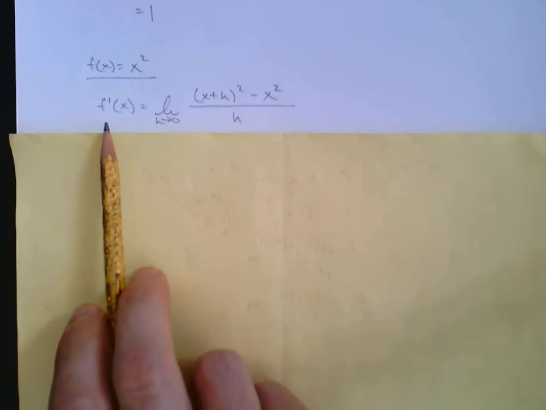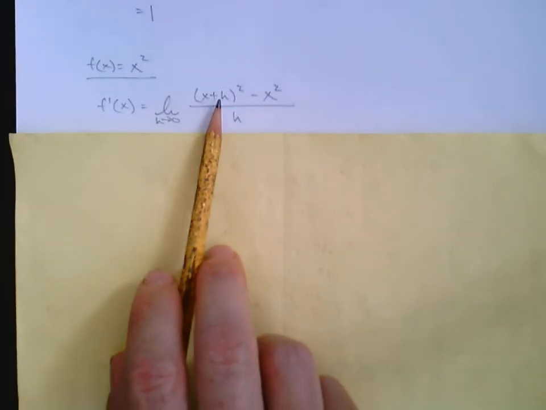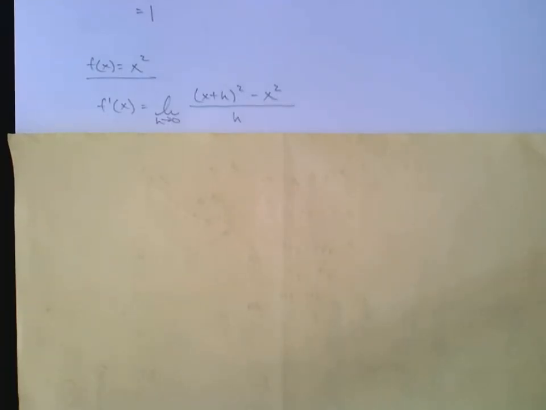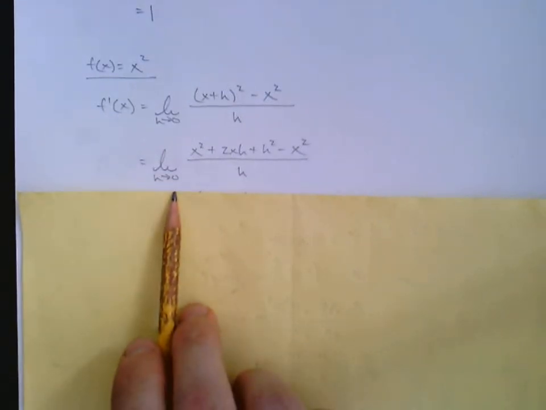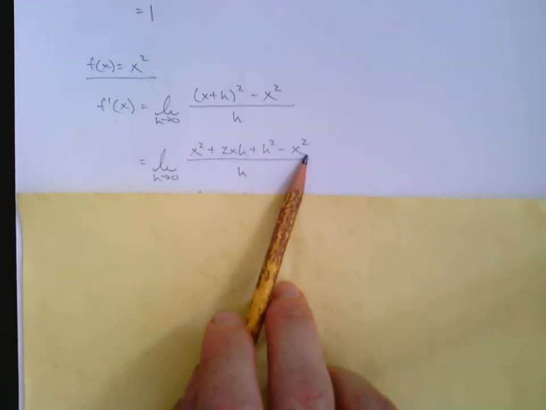Let's try f of x equals x squared. Setting up the definition of the derivative. f prime of x equals the limit as h approaches 0, (x plus h) squared minus x squared, all over h. And okay, we need to FOIL that. All right, got our limit: x squared plus 2xh plus h squared minus x squared.